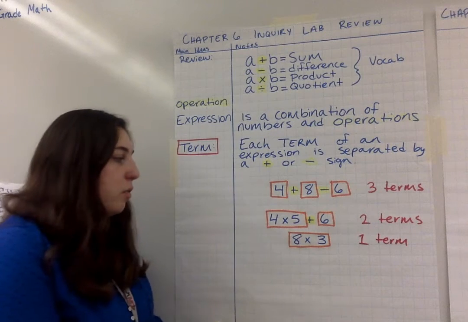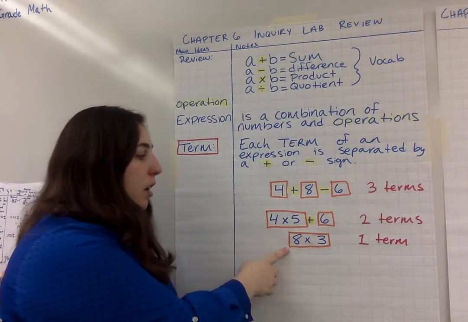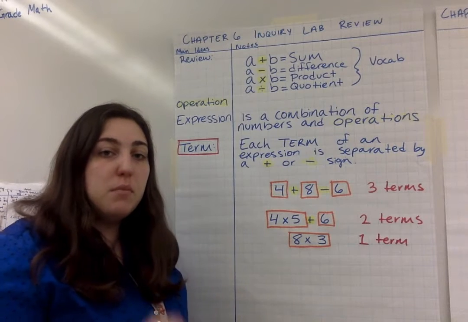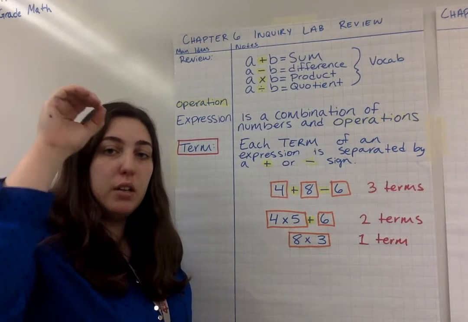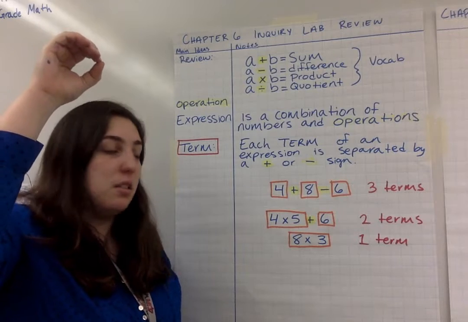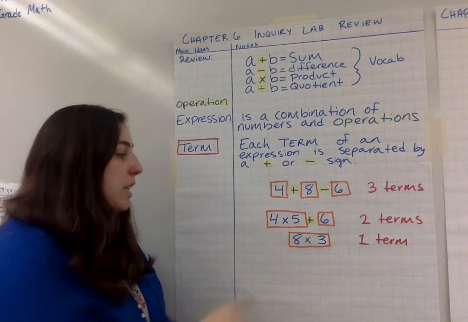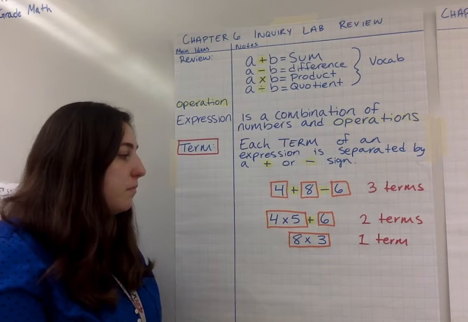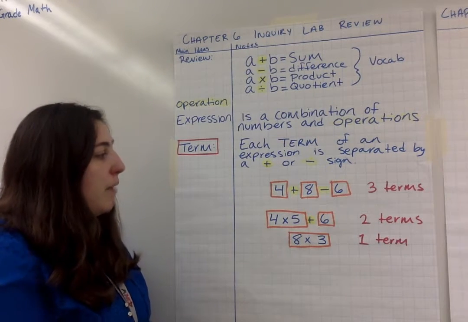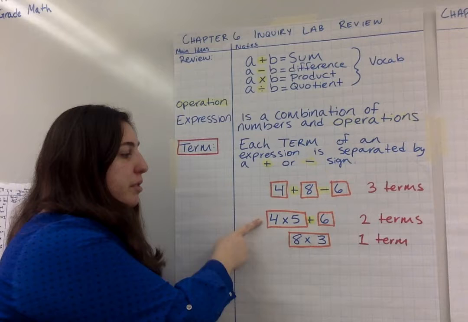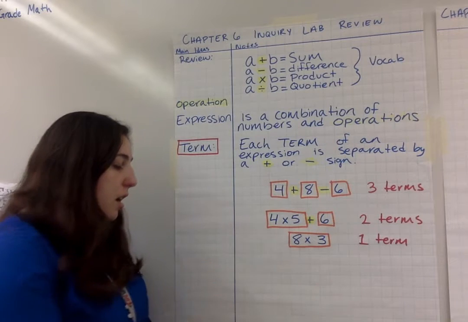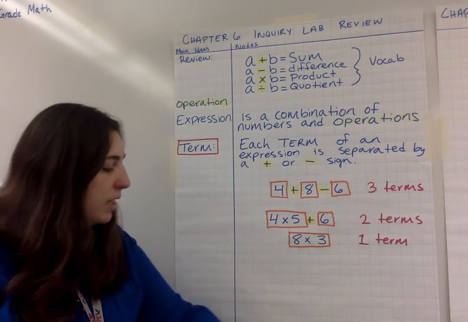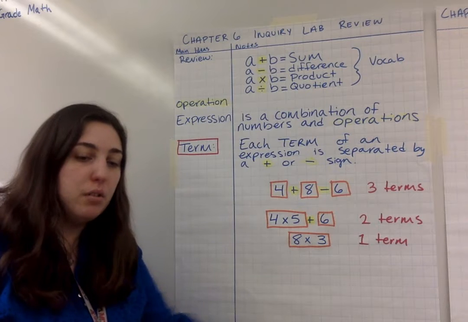I know when I asked this question in class, a lot of you thought it was 0 terms. You held up your hand and you said, you know, I think it's 0 terms. This is considered 1 term. It's at least 1 term. So now we have examples of what 3 terms, 2 terms, and 1 term looks like. Let's move on to our next example.